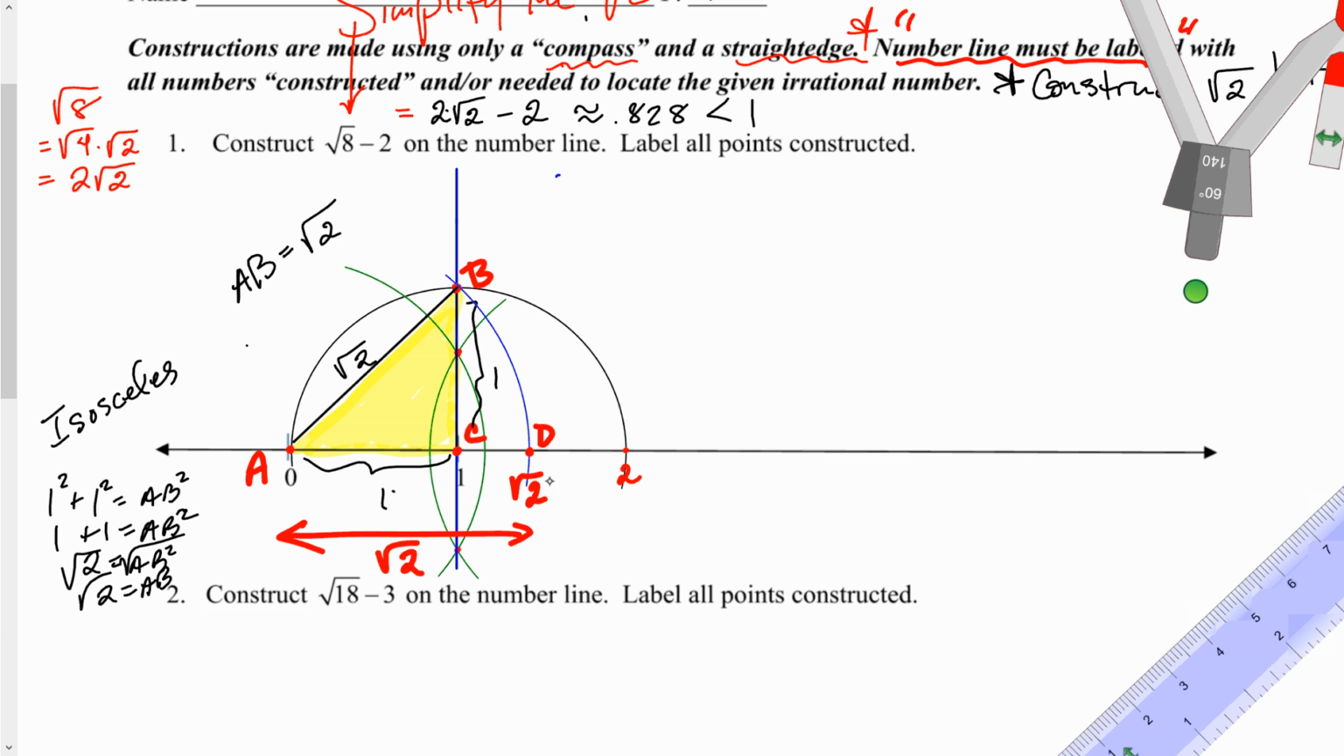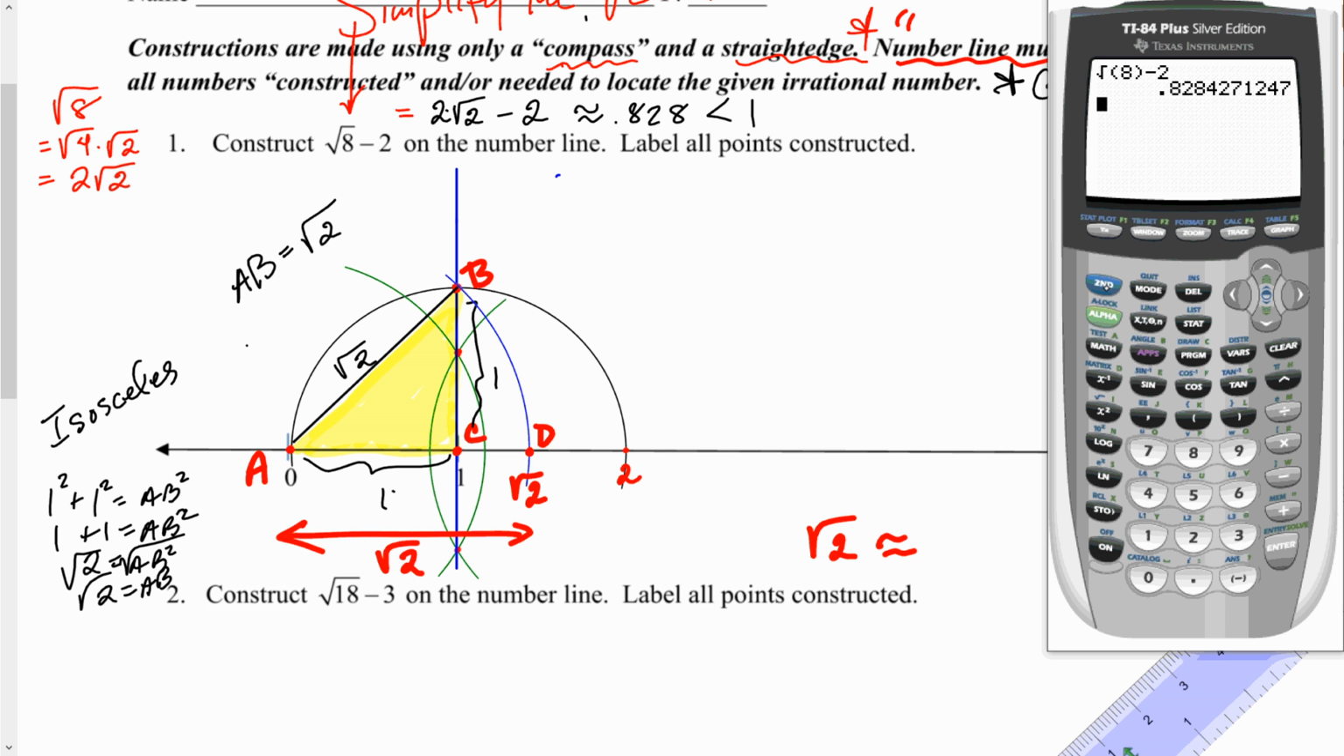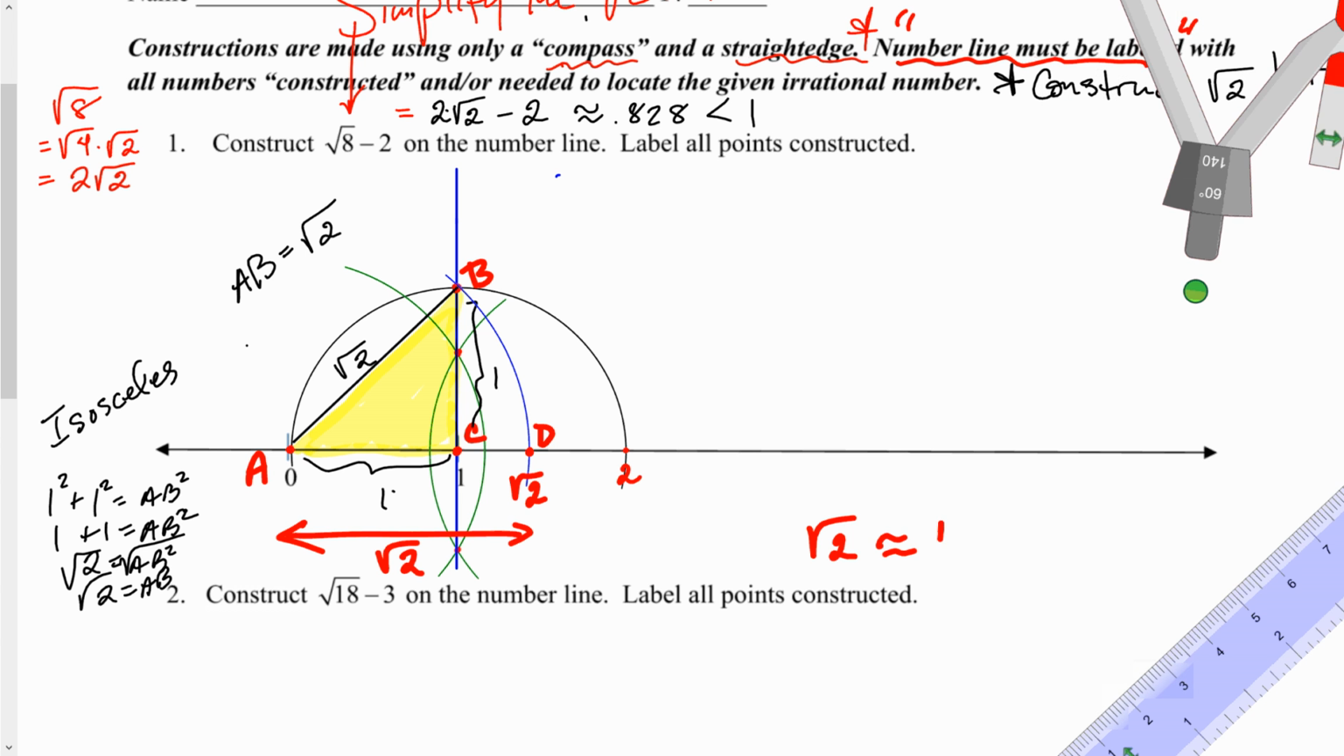So once I know the square root of 2, what's the square root of 2 as a decimal? What is that approximately equal to? Let's go to the calculator here. Let's take the square root of 2. We notice that it's 1.414. That's obviously less than 1.5, and obviously less than 2. So notice that it's less than 1.5 units. It's not quite halfway between 1 and 2. So I know I'm accurate.